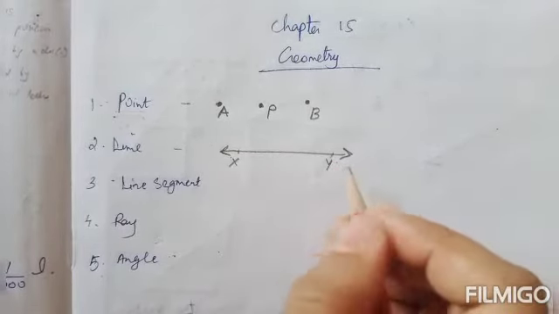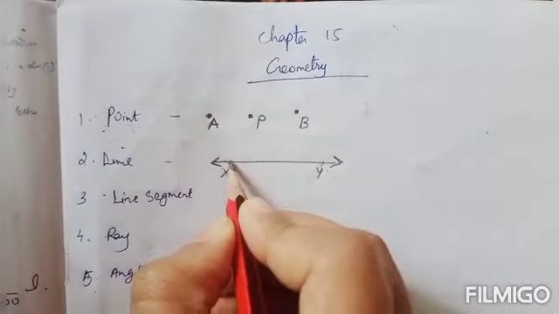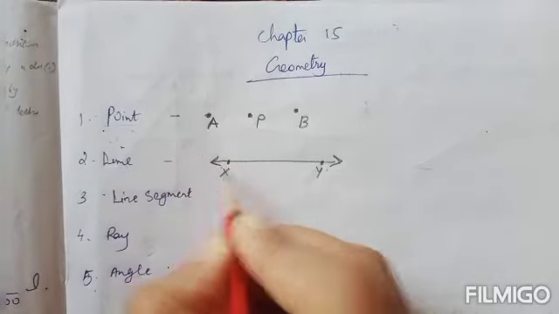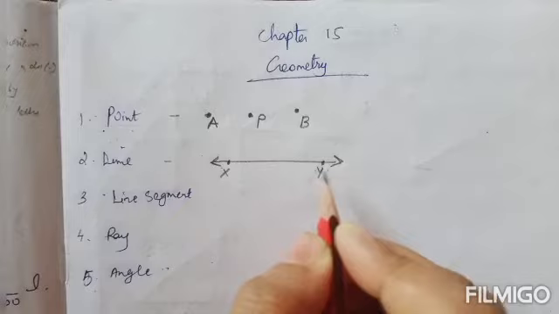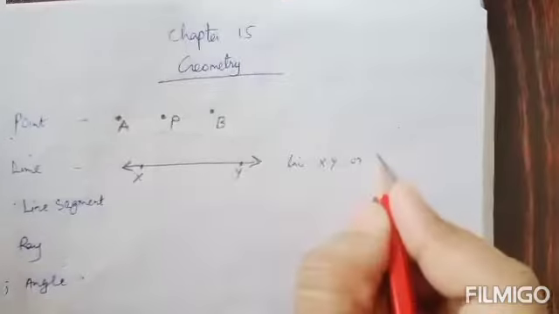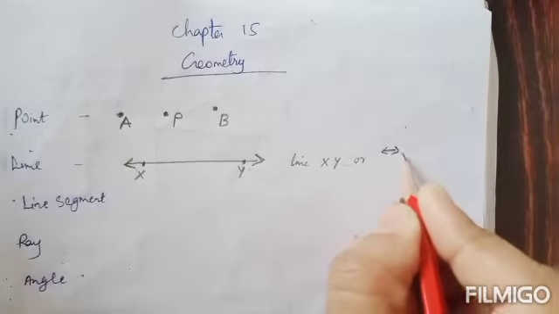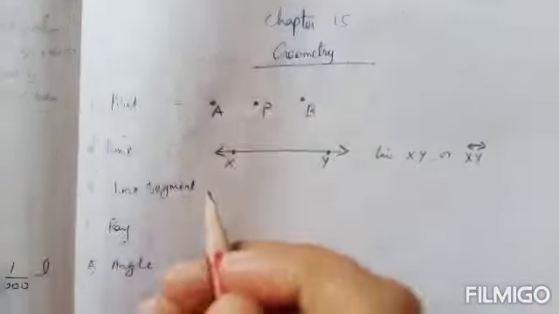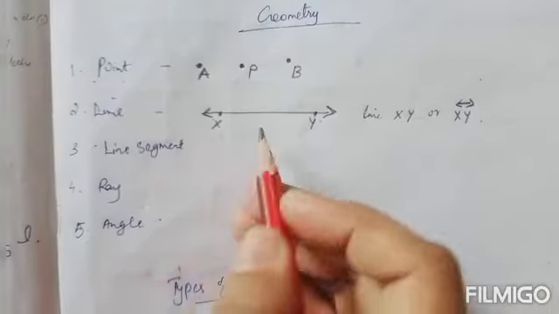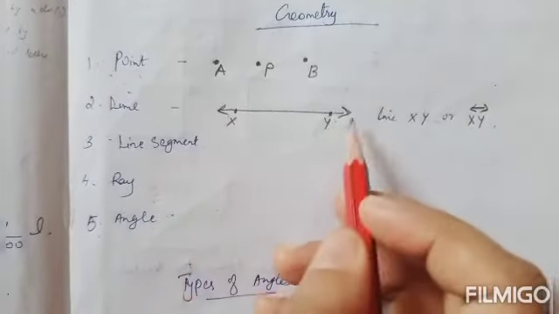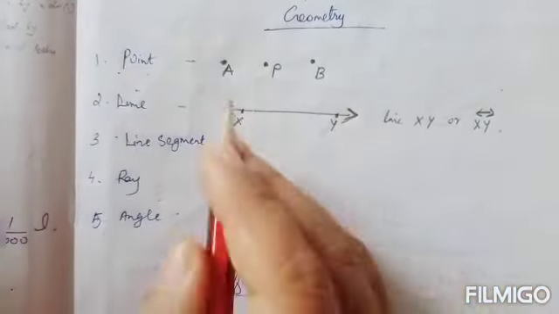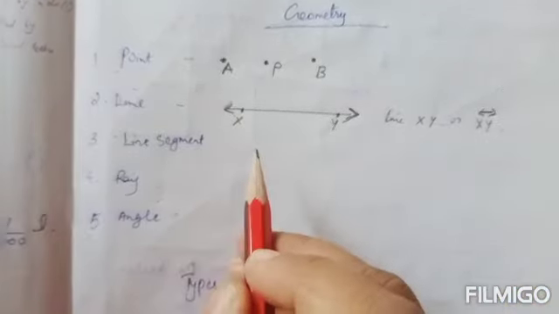If two points are given like this, it means these are 2 points on this line, point X and point Y. And how can we write this line? We can write line XY, or like this. This symbol means it is line. Line XY, where X and Y are 2 points on the line. It has no length and no breadth. It will go endlessly to both the sides. These arrow marks indicate that it will go endlessly to both sides.